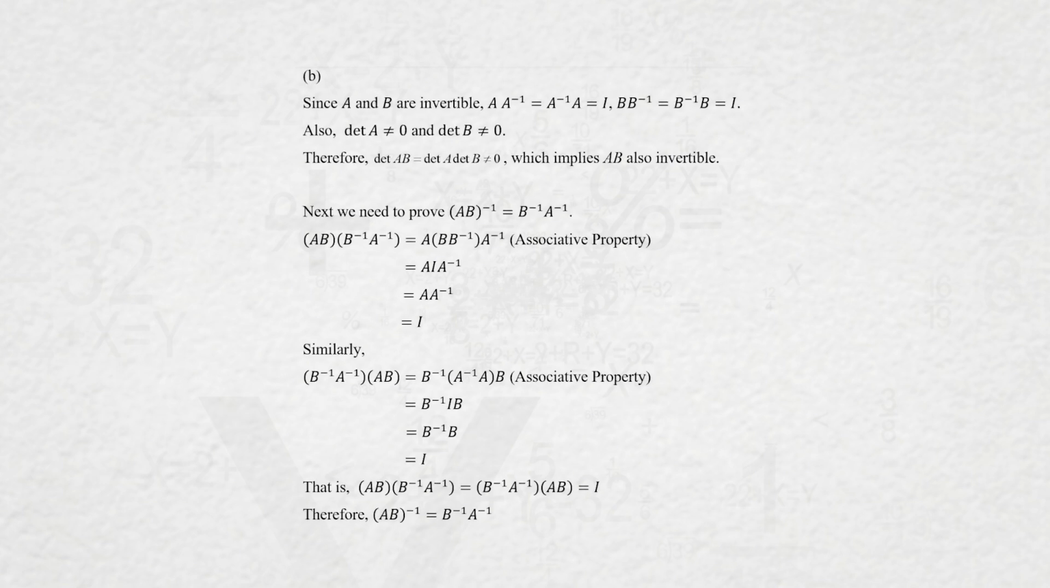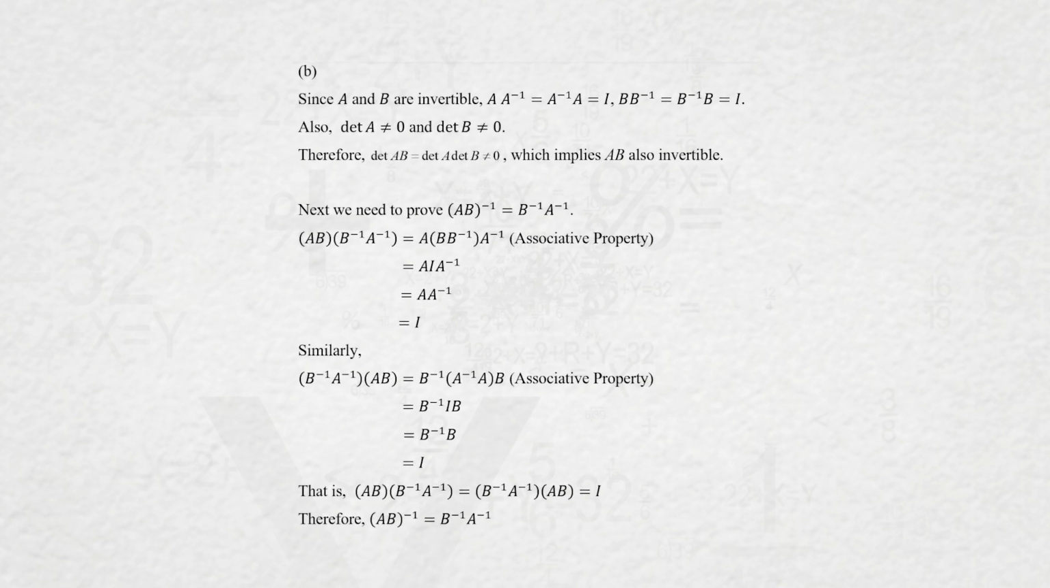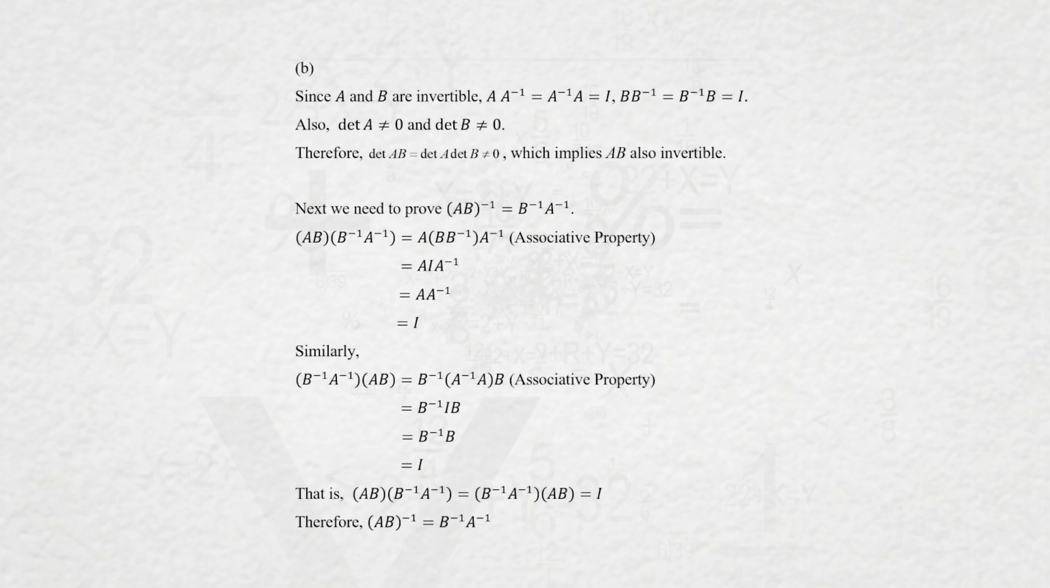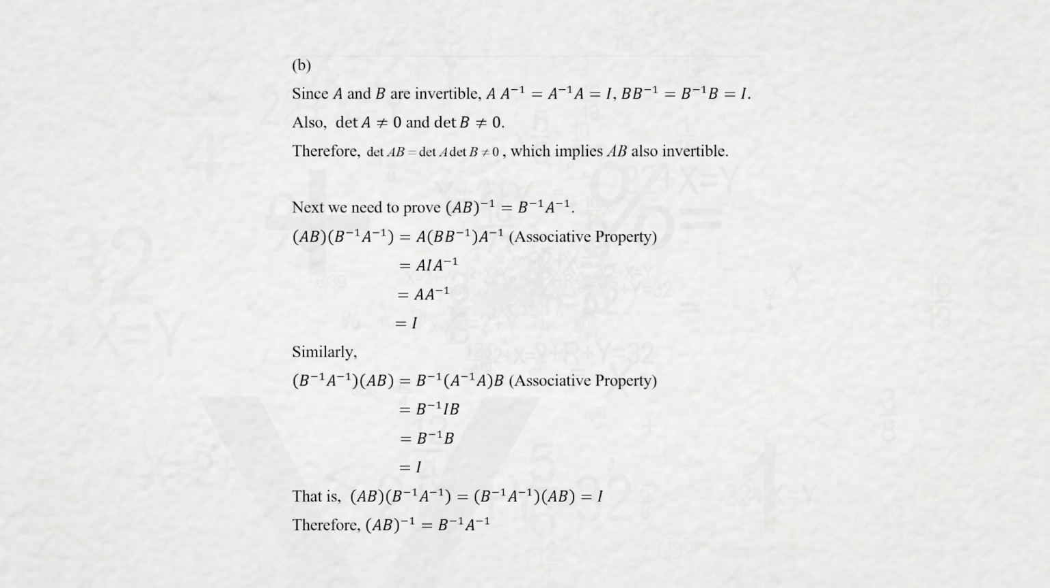B: since A and B are invertible, A inverse A is equal to A A inverse, which is equal to I. B inverse B is also equal to B B inverse, which is equal to I. Also, determinant A is non-zero and determinant B is also non-zero. Therefore, determinant AB is equal to determinant A times determinant B, which is non-zero. Hence, this implies that AB is also invertible.